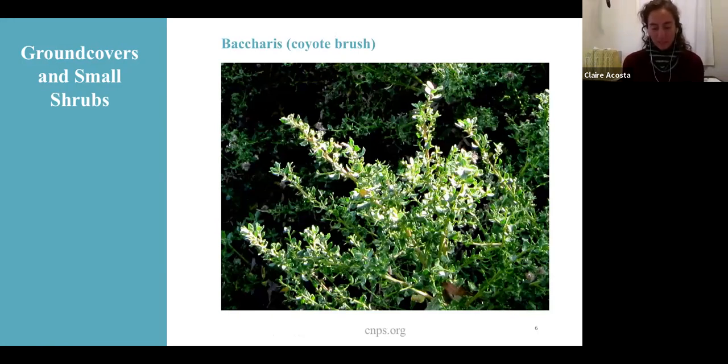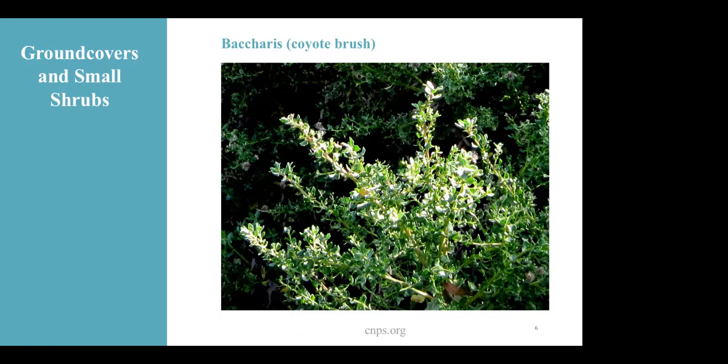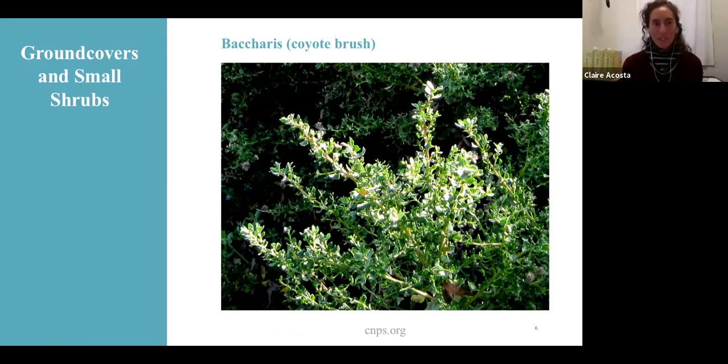Baccharis, coyote brush, is just like a humble workhorse of California native plants. It does a lot of things. It's fast growing, it has that neat foliage, it tolerates heat, and it's good for erosion control. Great habitat for birds and pollinators.